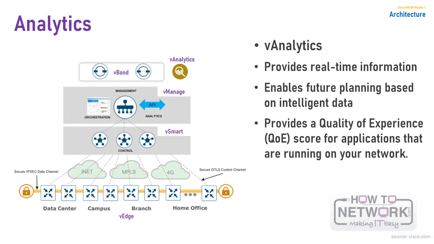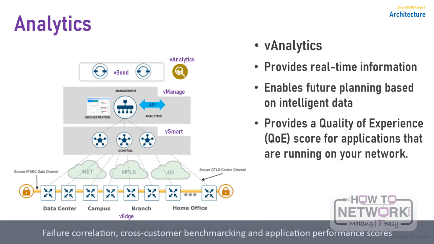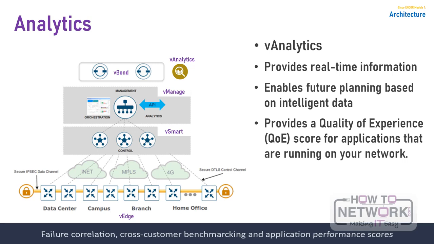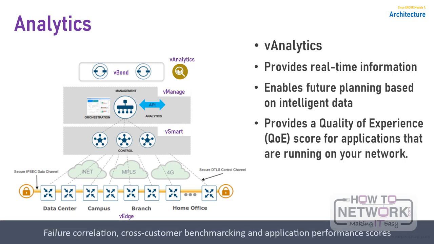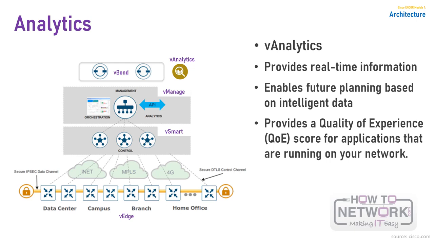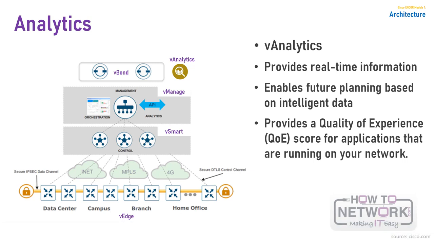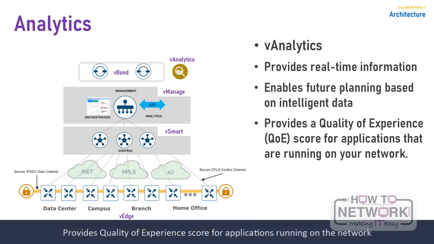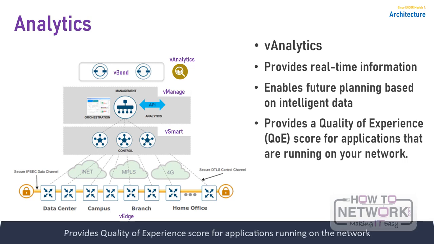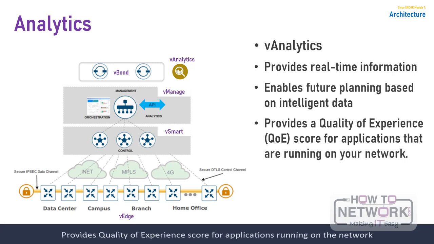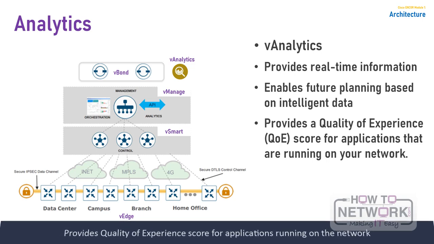Here are some of the vAnalytics features. vAnalytics provides real-time information for failure correlation, cross-customer benchmarking, and application performance scores. It enables future planning based on intelligent data, like application and bandwidth forecasting, branch expansion analysis, and policy change what-ifs. And lastly, it provides a quality of experience score for applications that are running on your network to help identify how your application is performing based on recent changes made on your network.